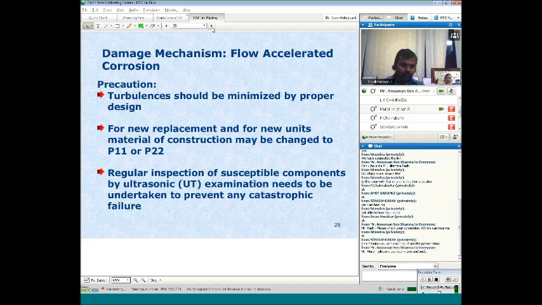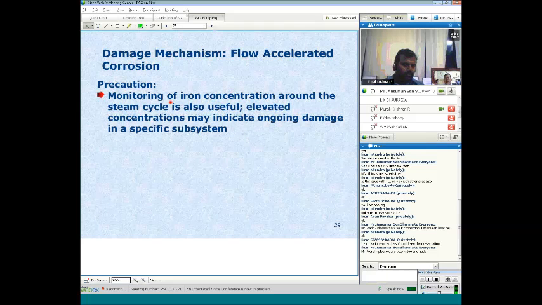You can also check the FAC problem by monitoring the iron concentration in the steam cycle. That means the iron transport level, right? If the iron transport level increases, then that is going to indicate that yes, somewhere in your system, FAC is taking place, right? Then you go for a proper thickness measurement.